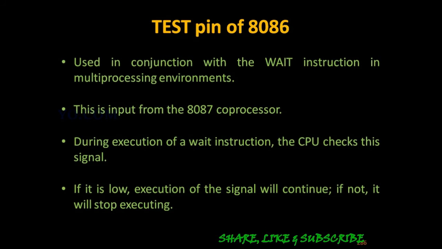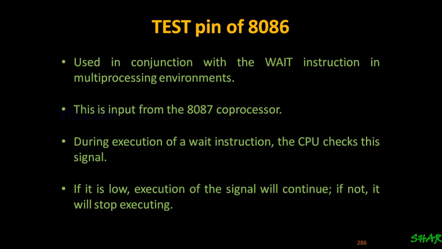Then the test pin of 8086. What is the test pin? What is the use of the test pin? The test pin is used in conjunction with the wait instruction in multiprocessor environments. The wait instruction is used to make the CPU wait for some time. Whenever the wait instruction is executed, the test pin is considered.